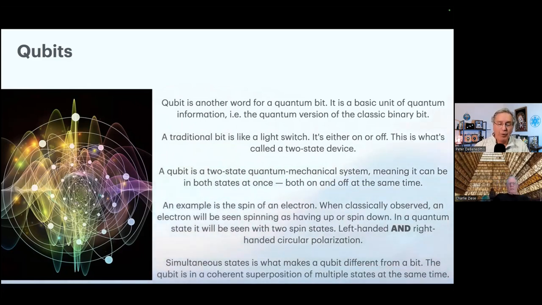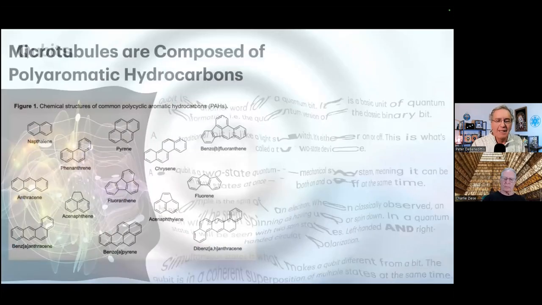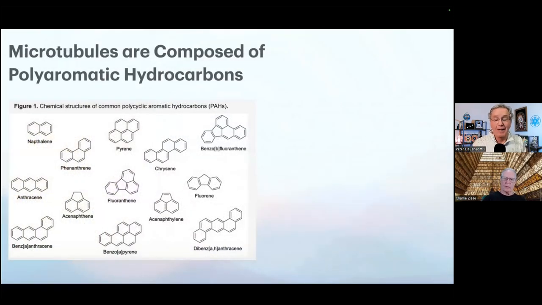And when you have qubits in coherent superposition of multiple states at the same time, in other words, they're in all these different states, but they're also incoherent. And that means they're in one place and one state at the same time. And this creates all kinds of fun stuff. I'm going to explain that in a minute. It creates what's called time crystals. But first, I want to talk about these microtubules a bit more.